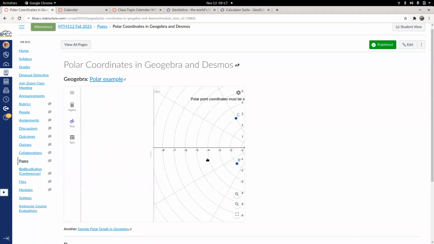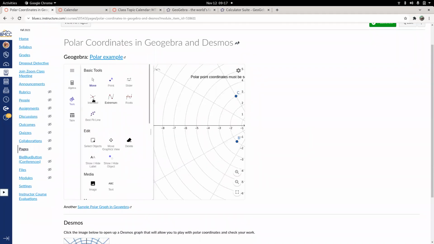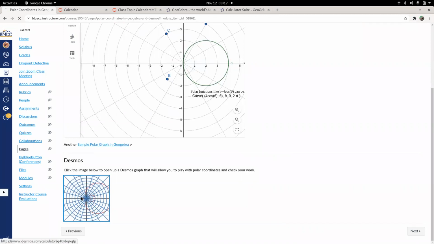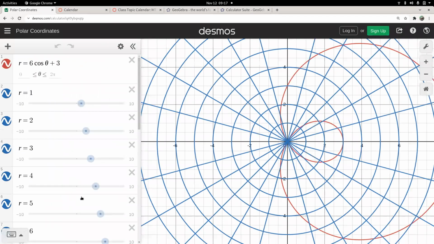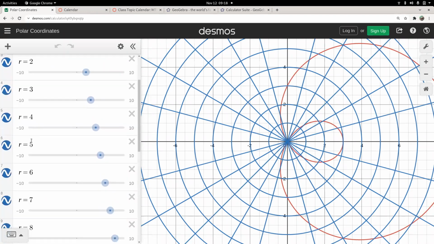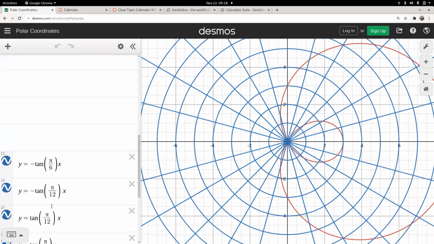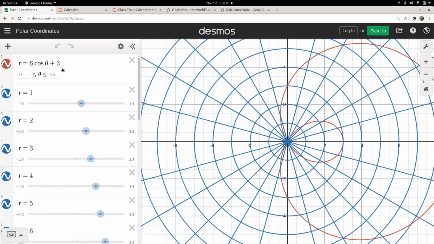And so here I have an example of something like what I just did there. And then down here is a link to the Desmos graph a friend of mine set up. So to make Desmos look like polar, he had to plot a whole bunch of circles, so that's what these are here. And then a whole bunch of lines. And then at the top here, we can put in whatever function we want and we can set boundaries.